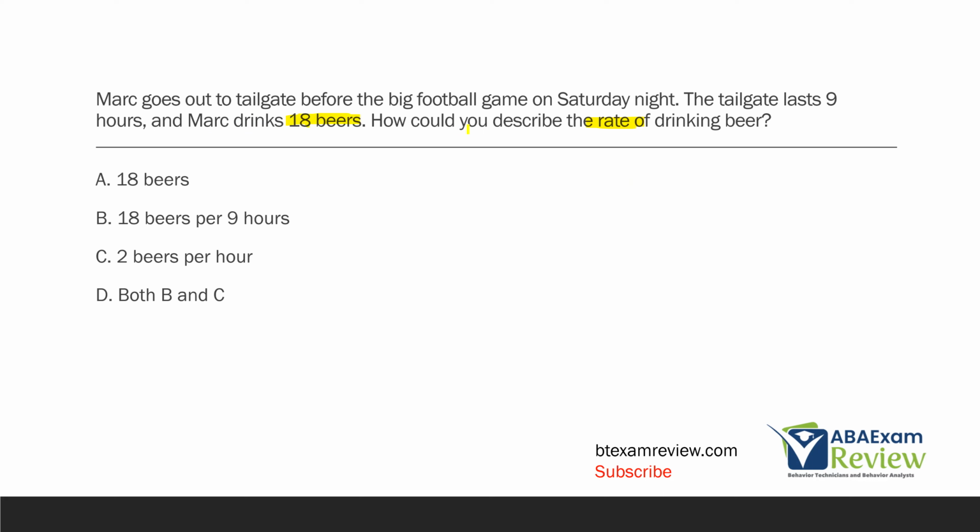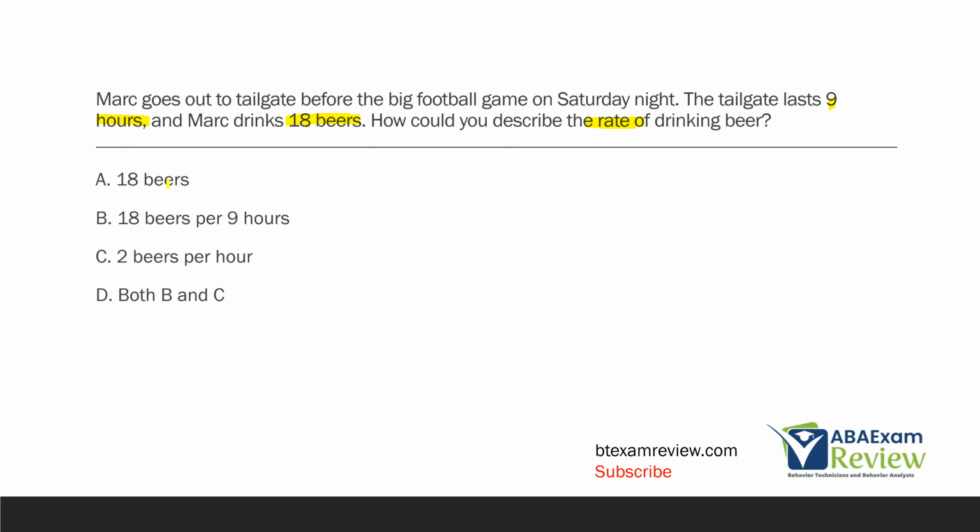Mark drank 18 beers. What is our time? Because for rate, we need time. Our time is 9 hours. So Mark drank 18 beers over 9 hours. Typically, you say rate as frequency per time. In this case, you could say 18 beers per 9 hours, which would be accurate. Or if we want to reduce it, which we would typically do, we could say 2 beers per hour.